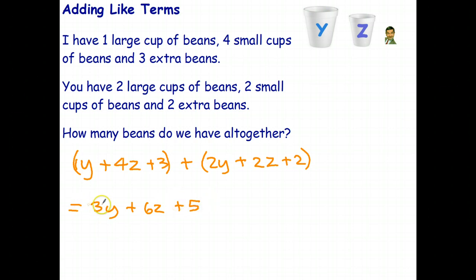So here's the secret for adding like terms. I can only add the terms that have the same variable. So I can add 1y plus 2y to get 3y. I can add 4z plus 2z to get 6z, and I can add 3 plus 2 to get 5. And once again, we can't write it any simpler than that. We can't add the 3 and the 6 and the y and the z because it doesn't make any sense.